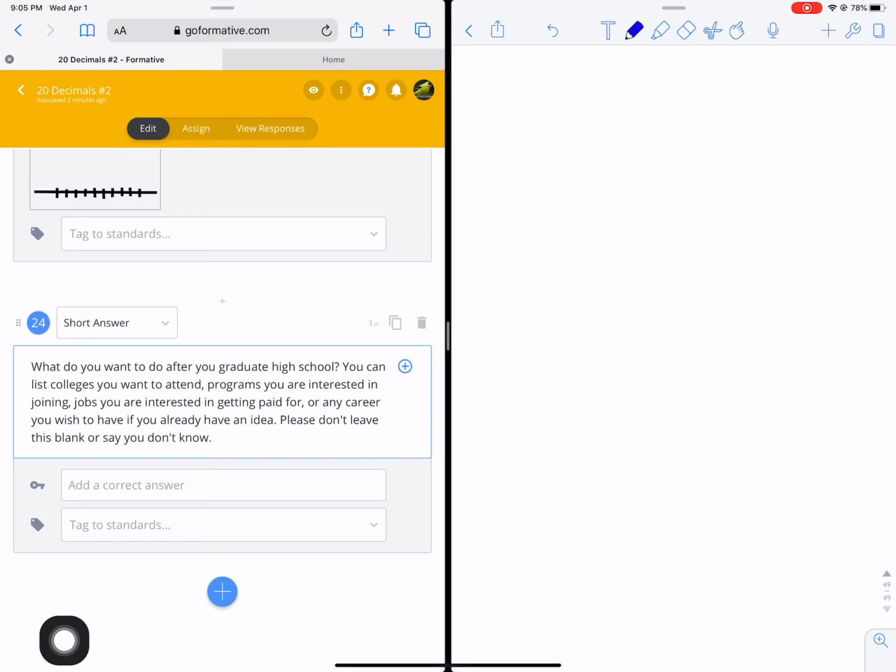What do you want to do after you graduate high school? You can list colleges you want to attend, programs you're interested in, joining, jobs you're interested in getting paid for, or any career you wish to have if you already have an idea. Please don't leave this blank or say you don't know. I'm just looking for something on that, what aspirations, desires, or something you have. Even if you said, I don't want to go to college, I want to be a musician. I mean, just tell me something I want to know. Don't leave it blank. Thank you.